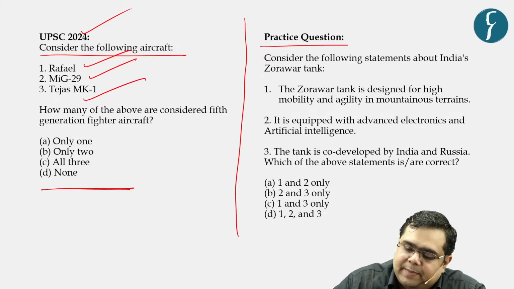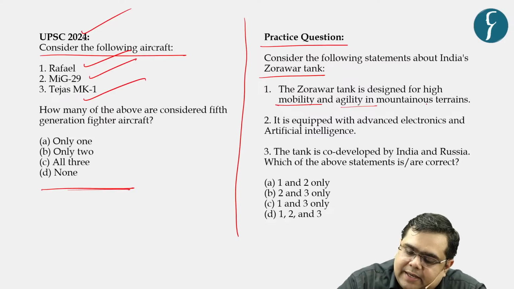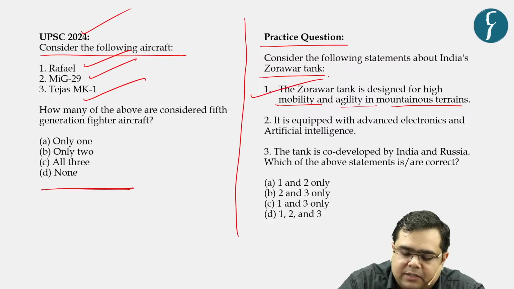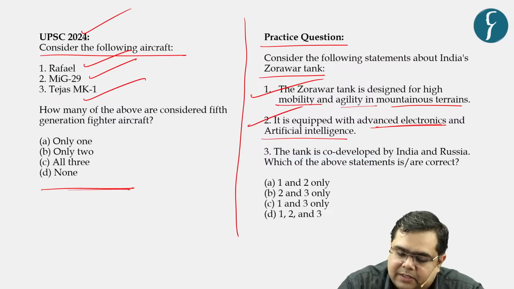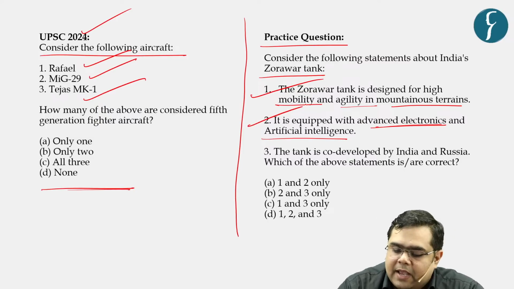Consider the following statements about India's Zoravar tank. The Zoravar tank is designed for high mobility and agility in mountainous terrains. Yes, this statement is correct. It is equipped with advanced electronics and artificial intelligence. Yes, this statement is also correct.